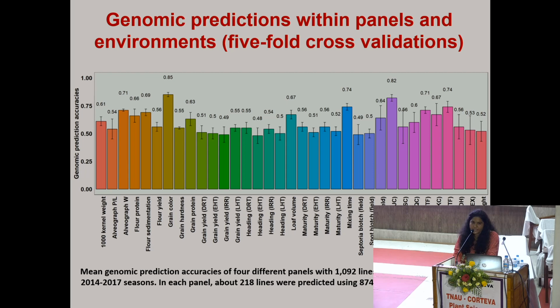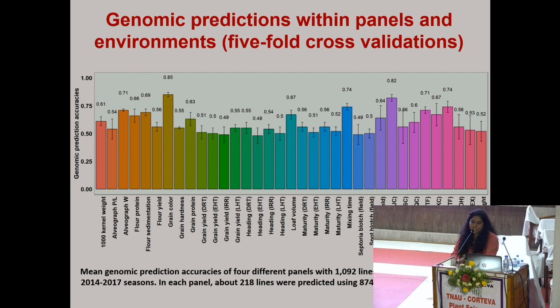And here are our results from genomic prediction. So here we can see genomic prediction accuracies within a set of lines. So let's say we have 1,000 lines. We use 800 lines to predict 200 lines. So that's what I have done. And on the x-axis, we have different traits.